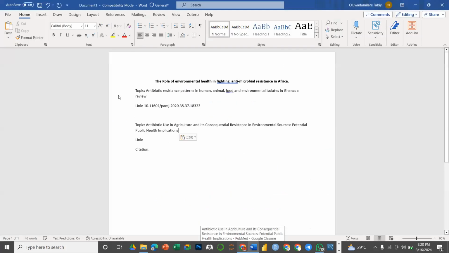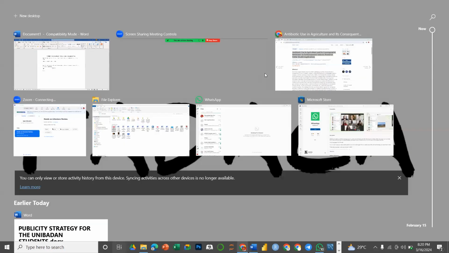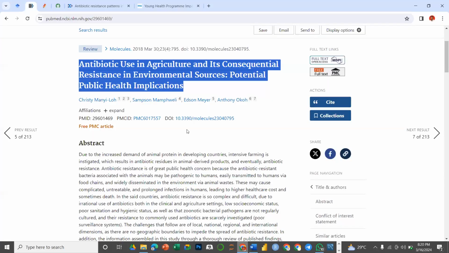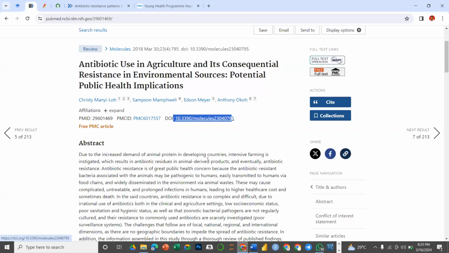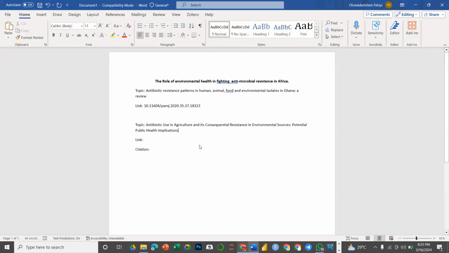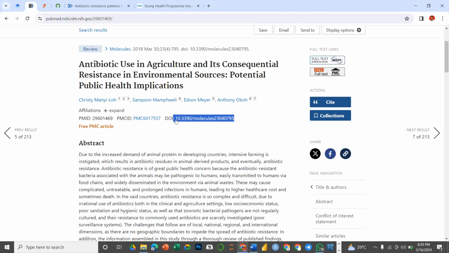So I've copied the topic and I will copy the link also. So I can always go back to the article and see what I want to do. So that is how you gradually go and you pick articles. So I think there was a mistake.